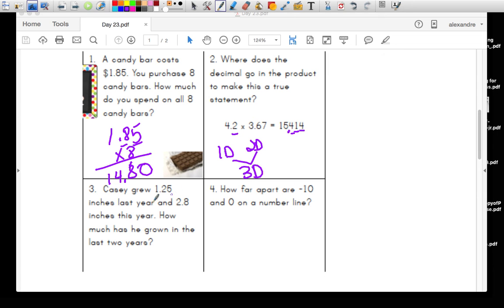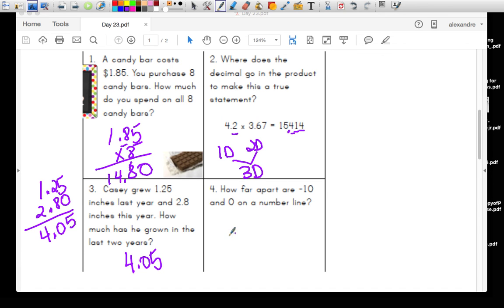Next one, Casey grew 1.25 inches last year and 2.8 inches this year. How much has he grown the last 2 years? So 1.25. And then he grew another 2.8. Decimal under decimal. Okay, line up. Add a placeholder here. 5, 10, 4.05. 4.05 inches in total.